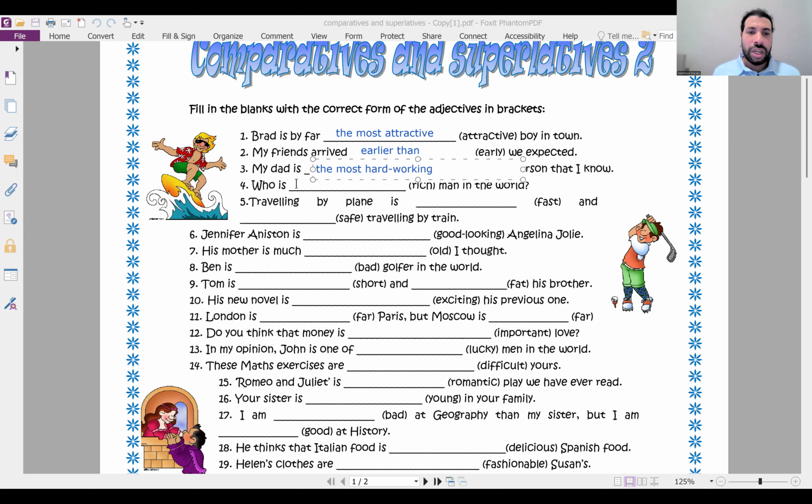Number four, who is man in the world? So I'm asking about it. Can we say more richer? No, it will be the richest.